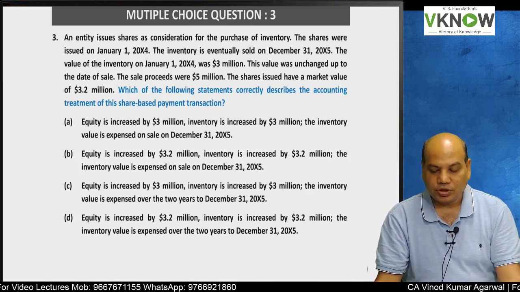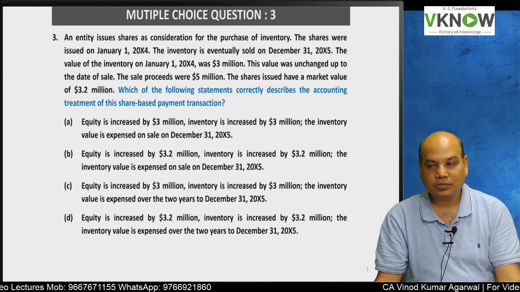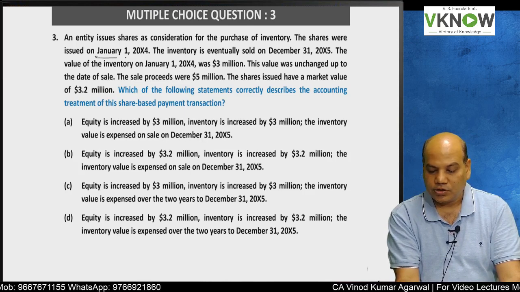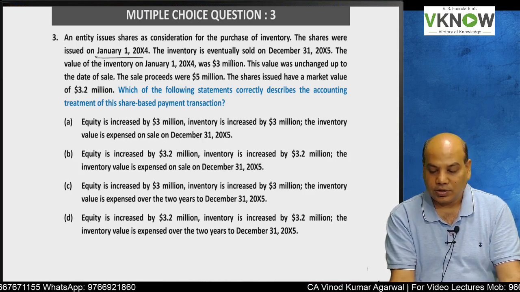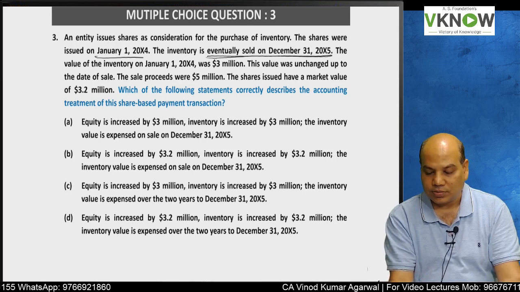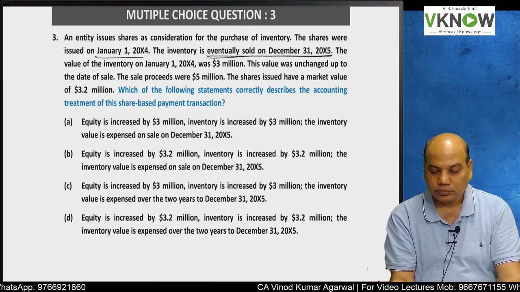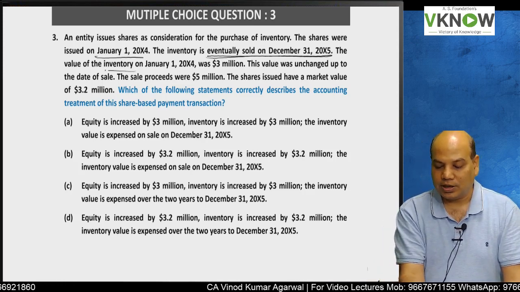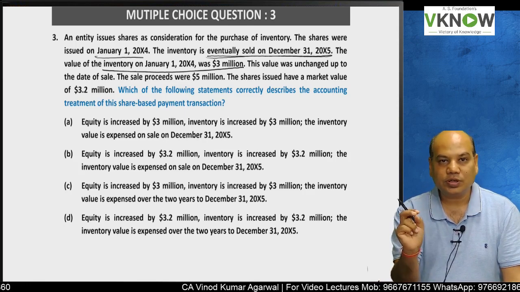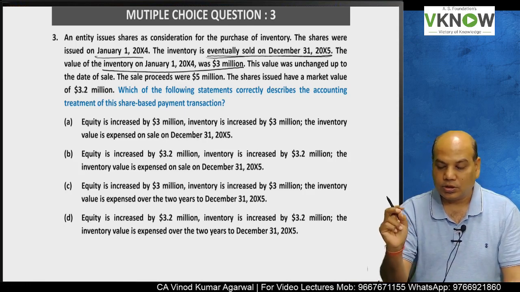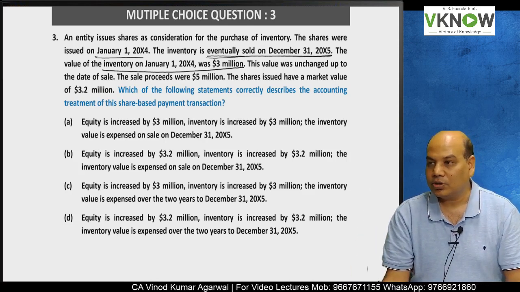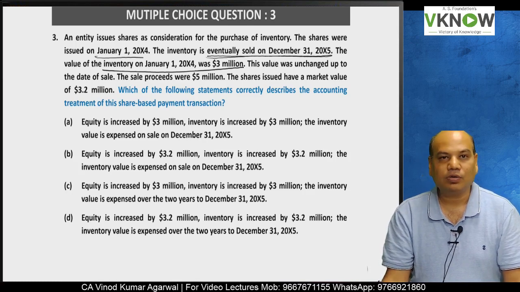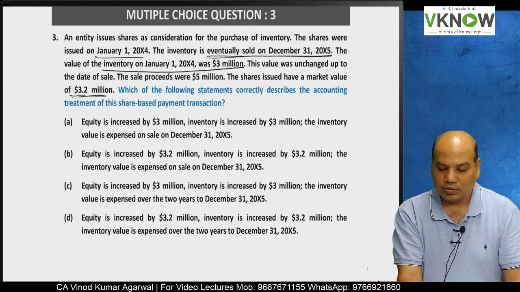An entity issues shares as consideration for purchase of inventory. The shares were issued on 1st January 2004. The inventory is eventually sold on 31st December 2005. The value of the inventory on 1st January 2004 was 3 million. Fair value of the goods received was 3 million. This value was unchanged up to the date of sale. The sale proceeds were $5 million. The shares issued have a market value of $3.2 million.